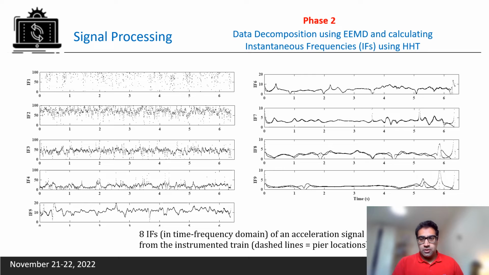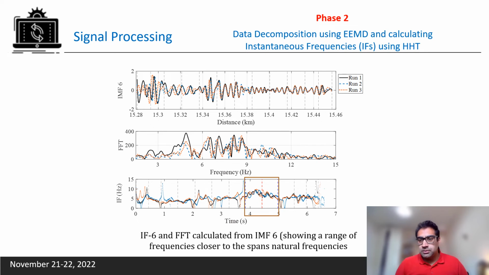Here is an example of signal decomposition and instantaneous frequencies, where the acceleration signal from one train while traversing over the viaduct is decomposed into 8 signals and instantaneous frequencies. In this study, instantaneous frequencies closer to the range of the spans' natural frequencies are studied and further analyzed. In this regard, the 6 decomposed signals shown here in distance and frequency domains are used to estimate the natural frequencies of the spans. This is because the frequency range of these signals lies closer to the natural frequencies of the span, which is between 6 to 9 Hz.